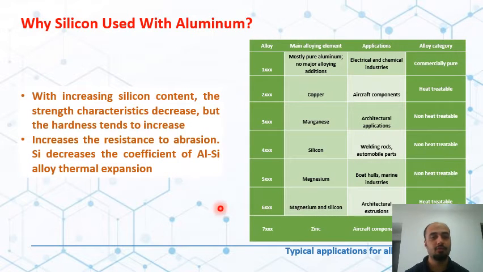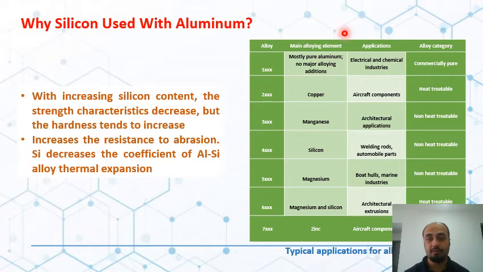Here we have the question: why is silicon used with aluminium? To answer this question, when we increase silicon, the strength characteristic decreases, but the hardness of the alloy increases, and also the resistance to abrasion increases, and silicon also decreases the coefficient of thermal expansion of aluminium silicon.